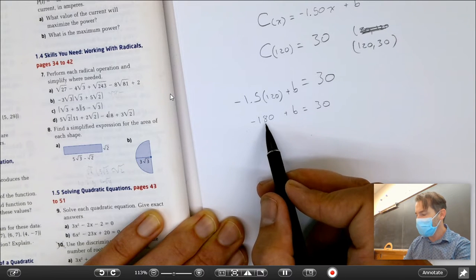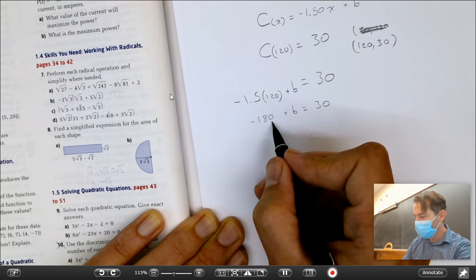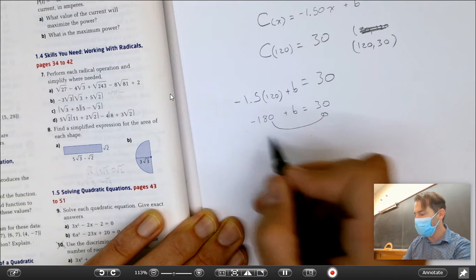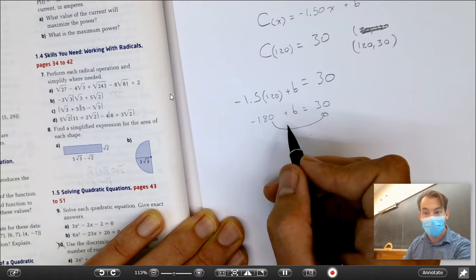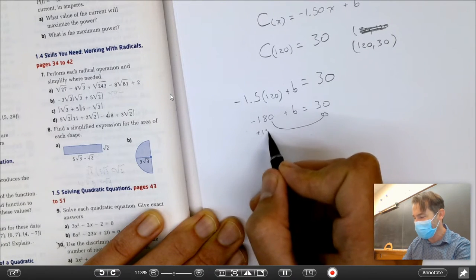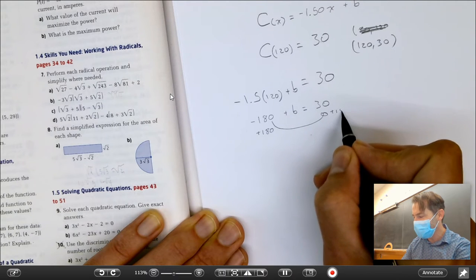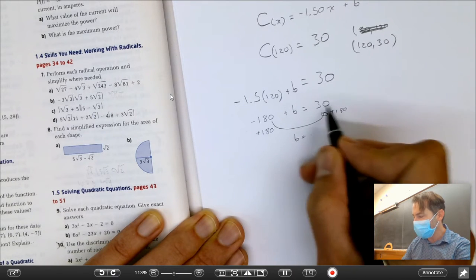All right, and let's move that over. So to move that over, we're going to add 180 to both sides. This is usually how I will write that down. Add 180, add 180. So I have b is equal to 30 plus 180.